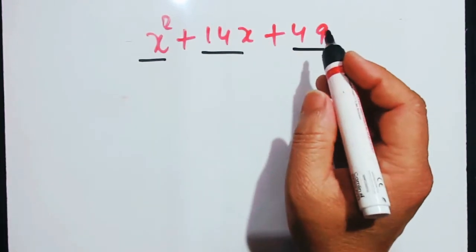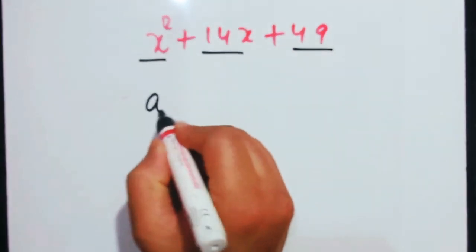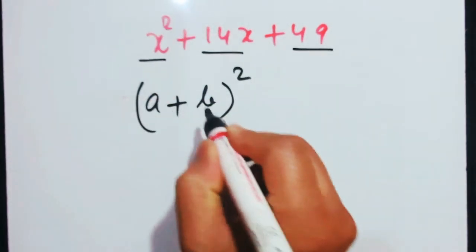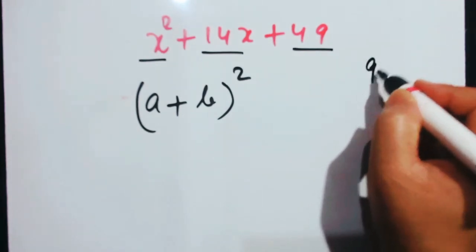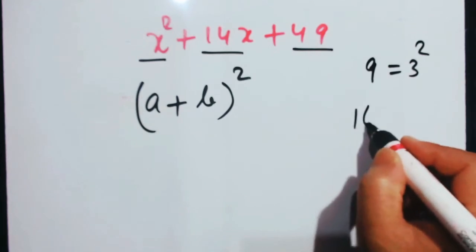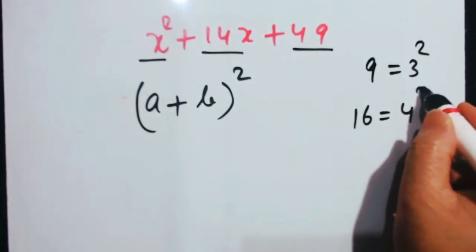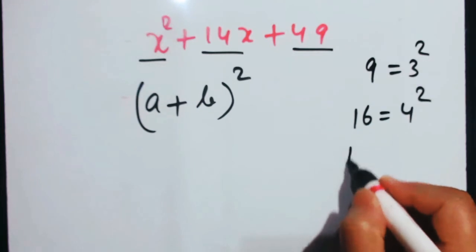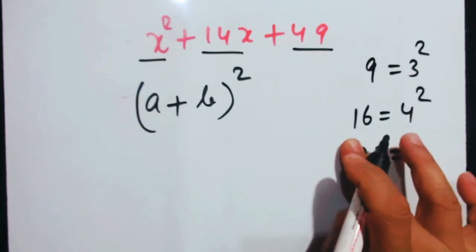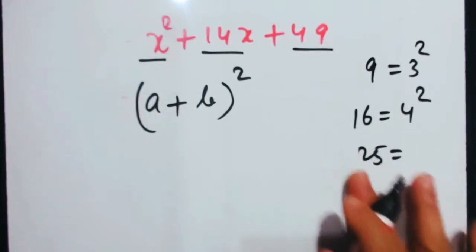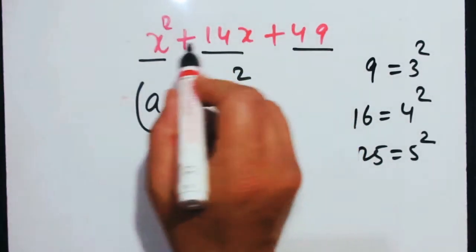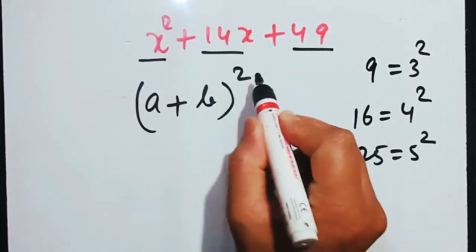Perfect square means it should be in the form of a plus b whole square. So you can say this is a perfect square. 9 is a perfect square because this is equal to 3 square. 16 is a perfect square because it's 4 square. Similarly 25 is a perfect square because this 25 can be written as 5 square. Similarly, can you convert this in the form of a plus b whole square?